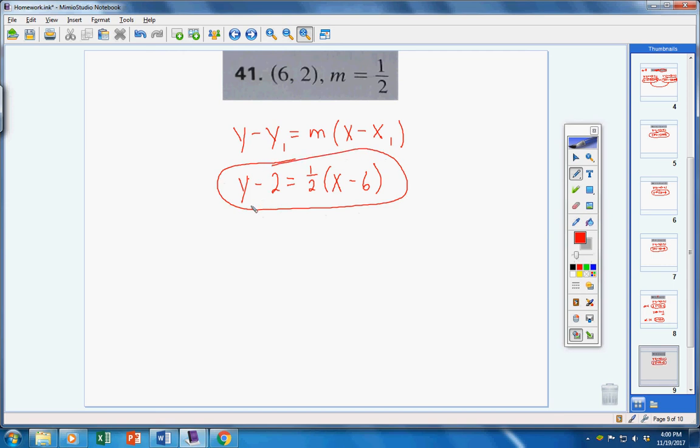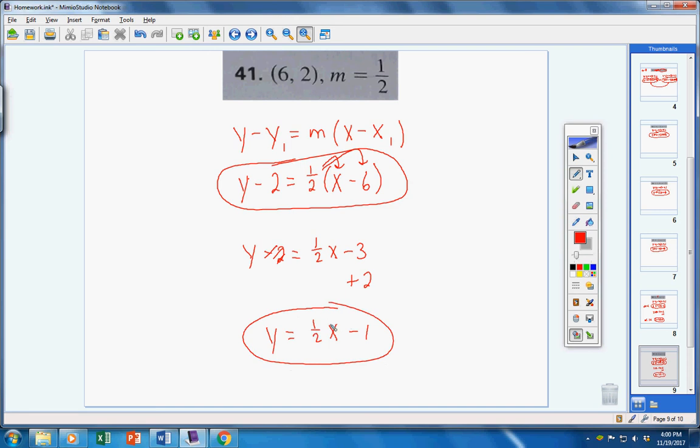That's point slope form. Now they want us to get y by itself, so y minus 2 equals 1 half times x is 1 half x, 1 half times negative 6 is negative 3. Bring your negative 2 over, make it a positive 2, and y equals 1 half x, negative 1, and there we go. So we have written the equation of the line that passes through this point and has this slope. We have written that equation in two different forms, the point slope form and the slope intercept form.